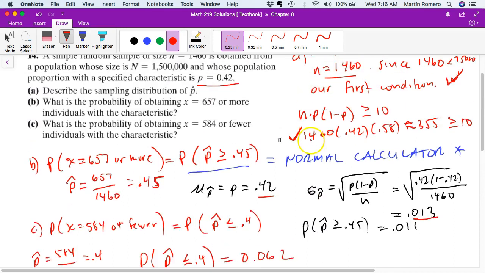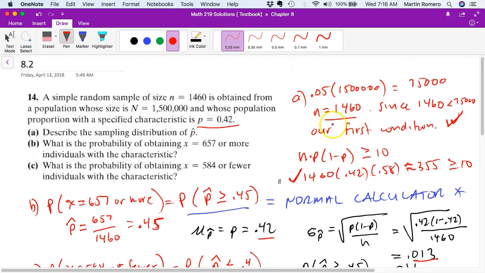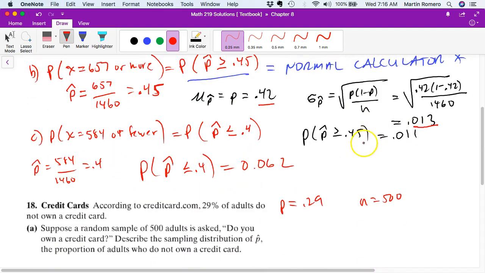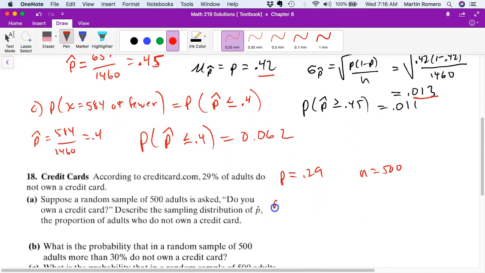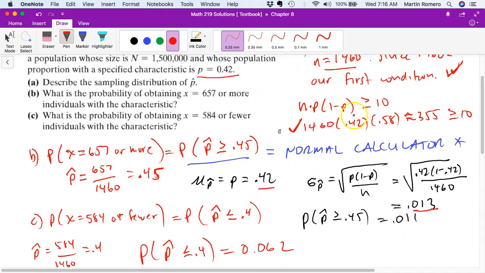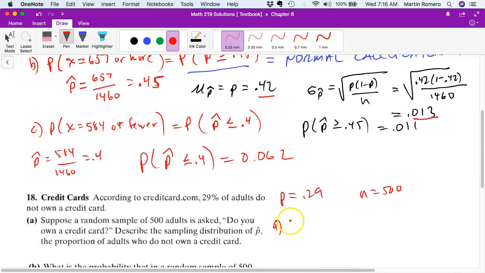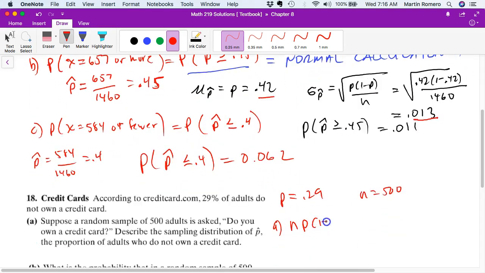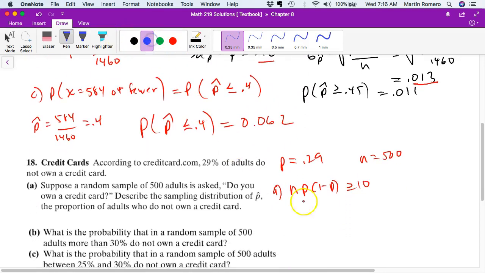So in this case, we have to do the same thing here. Let's make sure that we're meeting these requirements. One of the first things we can check is n times p times 1 minus p, which has to be greater than or equal to 10. So we can go ahead and substitute those numbers in there.